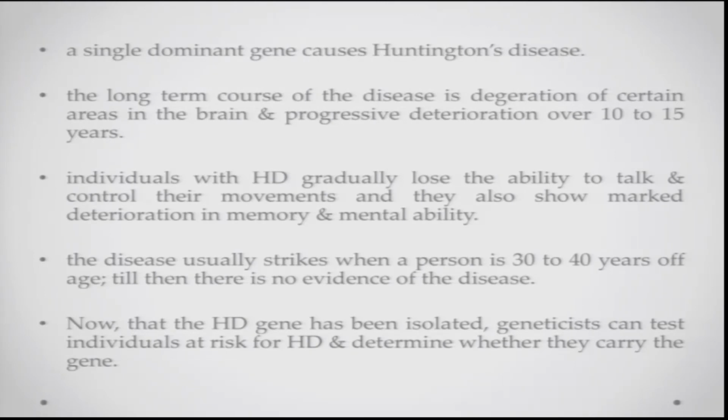Now, this disease usually strikes when a person is around 30 to 40 years of age. Till then, there is no evidence of the disease. If you remember, I was talking about certain genes being on and off for particular periods. Huntington's disease is one such example that does not manifest itself till the person has reached the age of around 30 to 40 years. Now that the Huntington's disease gene has been isolated, geneticists can test individuals that are at risk for Huntington's and can determine whether they carry the gene or not. And that's a very nice way of testing earlier and saving people from these kinds of things.